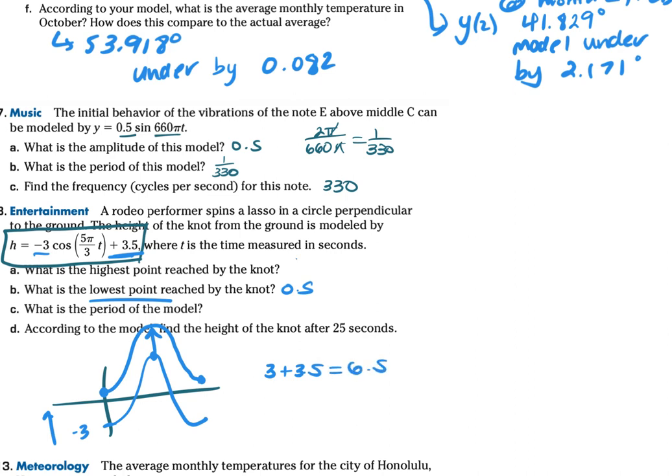So you wouldn't get a calculator for that. Correct. Where it's the period of the function, I'm taking b and putting it under 2 pi. So 2 pi over 5 pi over 3. 2 pi times 3 over 5 pi. The pi's cancel. And I get 6 over 5.